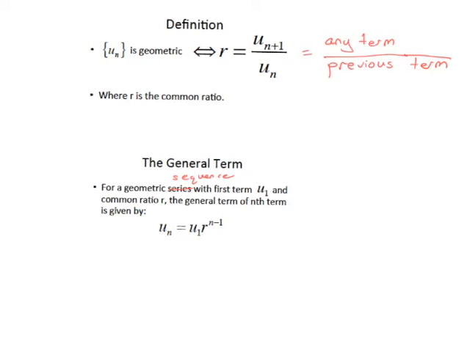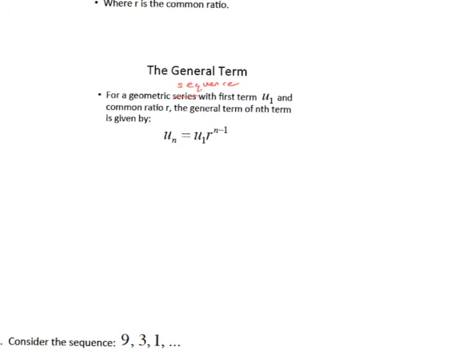Let's think about that for a second, okay? So if the first term is U1, the second term is U2, but how could you write that in terms of R and U1?